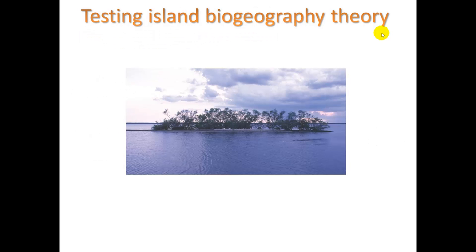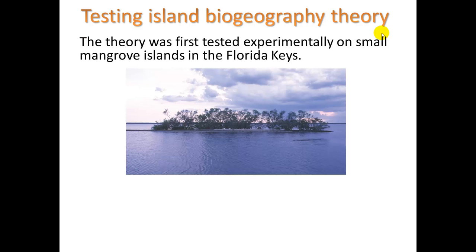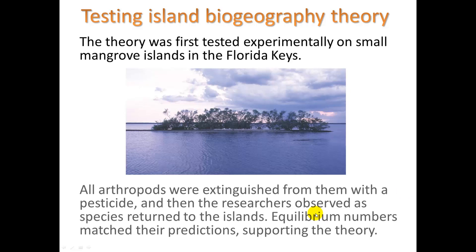So here's an island. There was a study to see if this theory actually proves true. They tested this on small mangrove islands in the Florida Keys. And they did something kind of interesting here. All the arthropods, a type of insect, were extinguished from them using some kind of insecticide or pesticide. And then the researchers observed as species returned to the islands. Equilibrium numbers matched their predictions, supporting the theory.